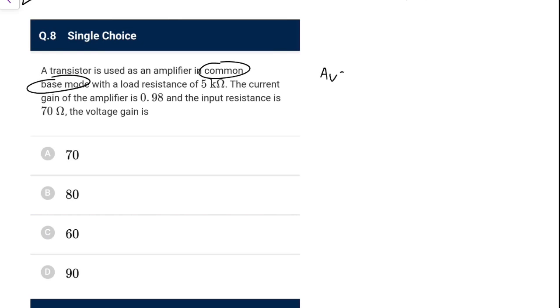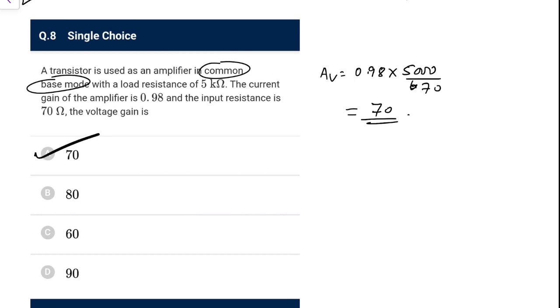So again you will have voltage gain as current gain into R output upon R input. So 5 kilo ohms, that is 5000 over what we have, 70. So it would be basically 70 also, 70 into 0.98, it would be closer to 70 only. So this would be 70 if you solve. So go by option A in this case.